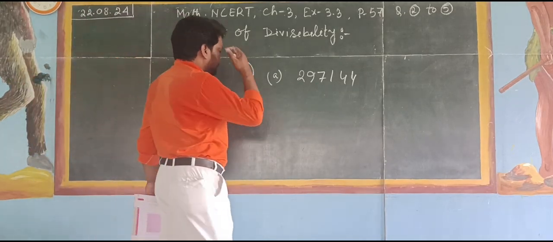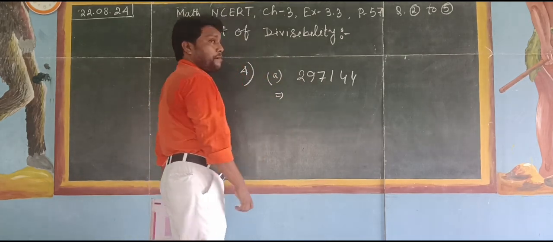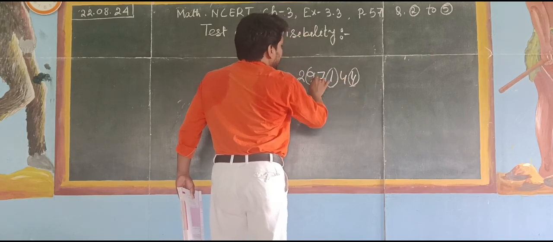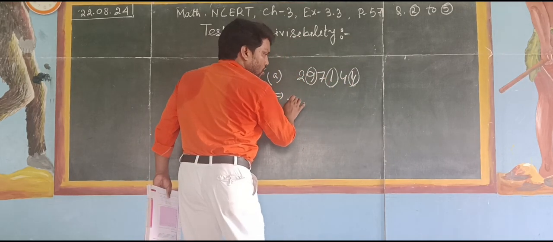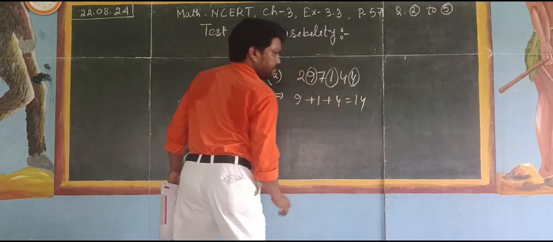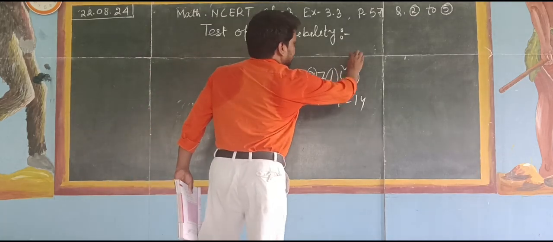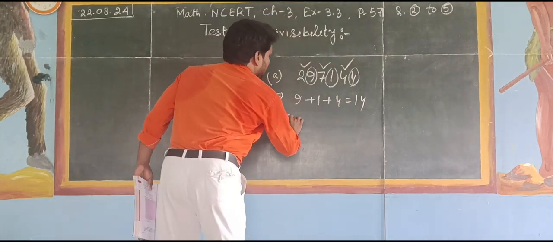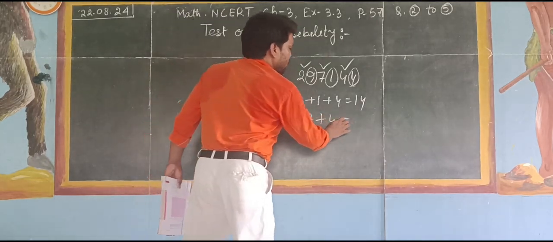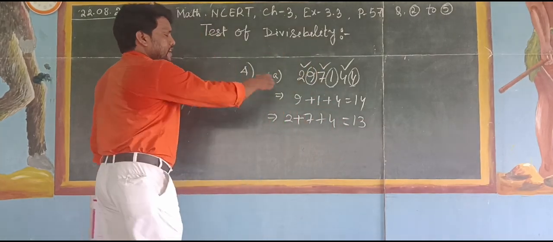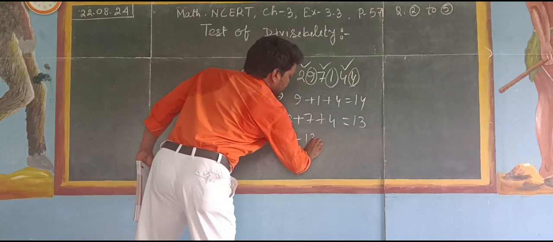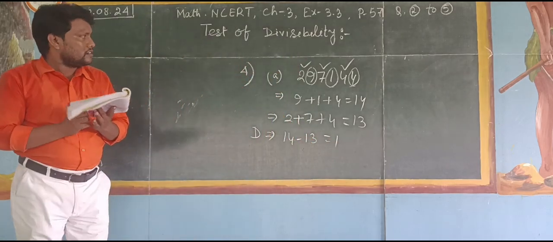So what was the procedure? At first find the digits at odd places. So odd places means 4, 1, 9. Now find their sum: 9 plus 1 plus 4, that means 14. Then find the sum of the digits at even places: 2 plus 7 plus 4. 2 plus 7 is 9, 9 plus 4 is 13. Now find their difference: 14 minus 13 is 1.